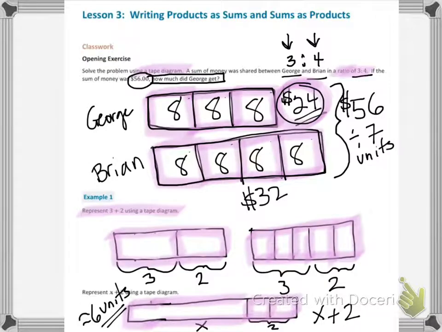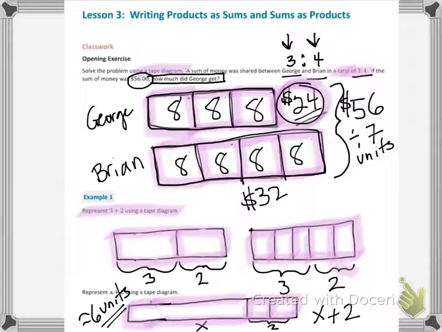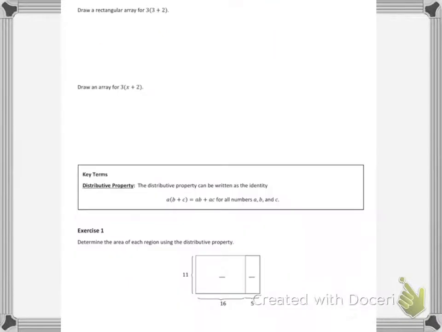Alrighty, so let's see if I have the next page here to go to. Next page is going to look like this. Now, what we want to do is take this model here. We're going to use these 3 plus 2's, but now we're going to multiply the whole thing by 3. So again, as a rectangular array, now it's no longer a tape diagram, but it's more or less several tape diagrams on top of each other.